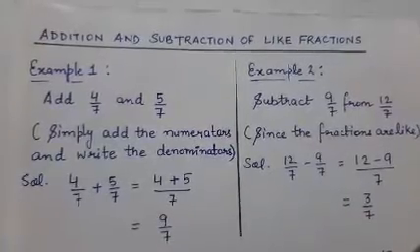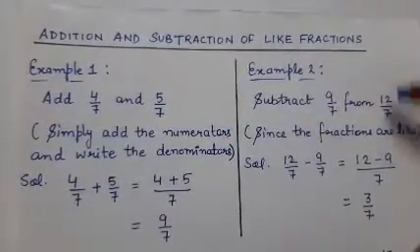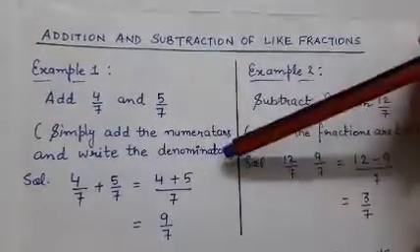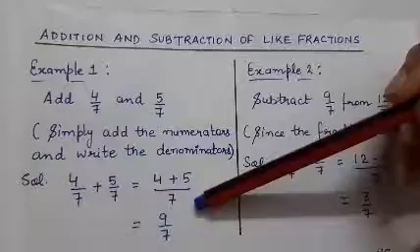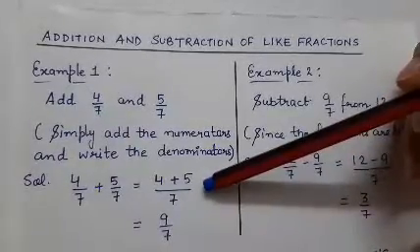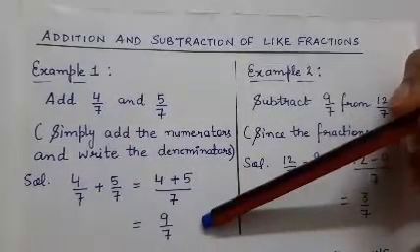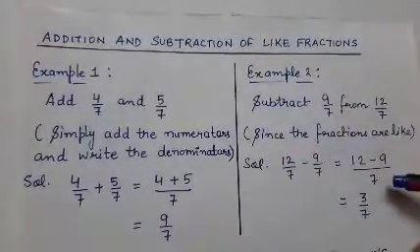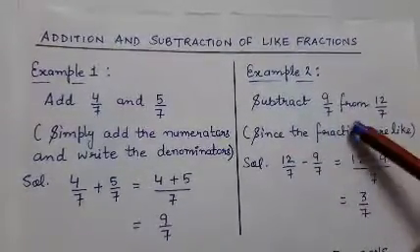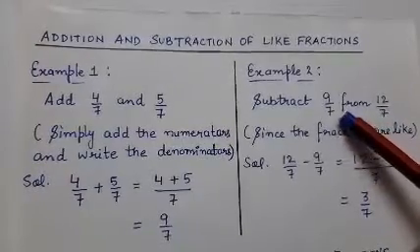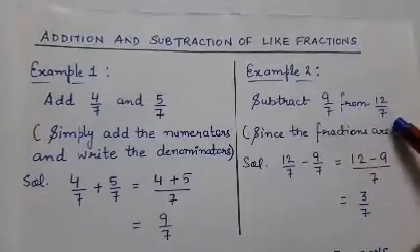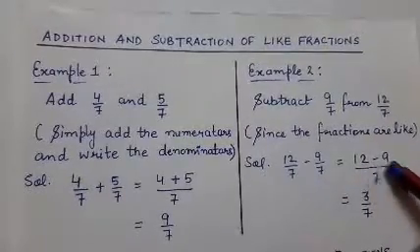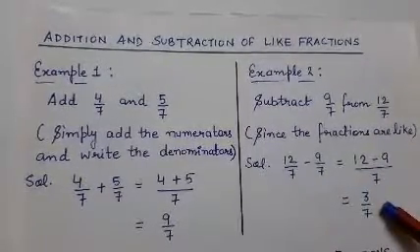Addition and subtraction of like fractions. So I am taking two examples here. First one is add 4 upon 7 and 5 upon 7. Here, as the denominator is the same, we are simply going to add the numerators and we get 9 upon 7 as the answer. But in case of subtraction, the denominator will be the same, but always see the question: if it is 9 upon 7 from 12 upon 7, then 12 upon 7 will come first, and we will subtract the numerators and get 3 upon 7 as the answer.